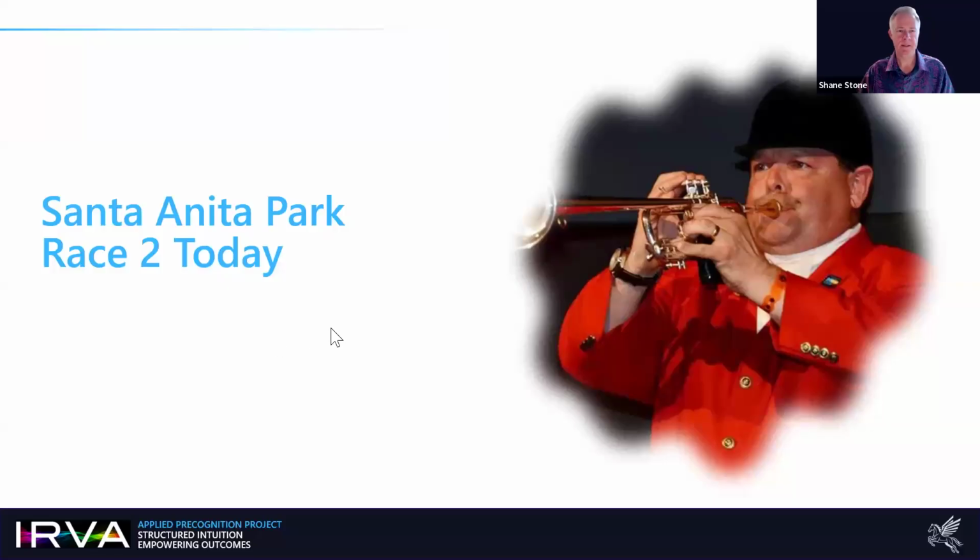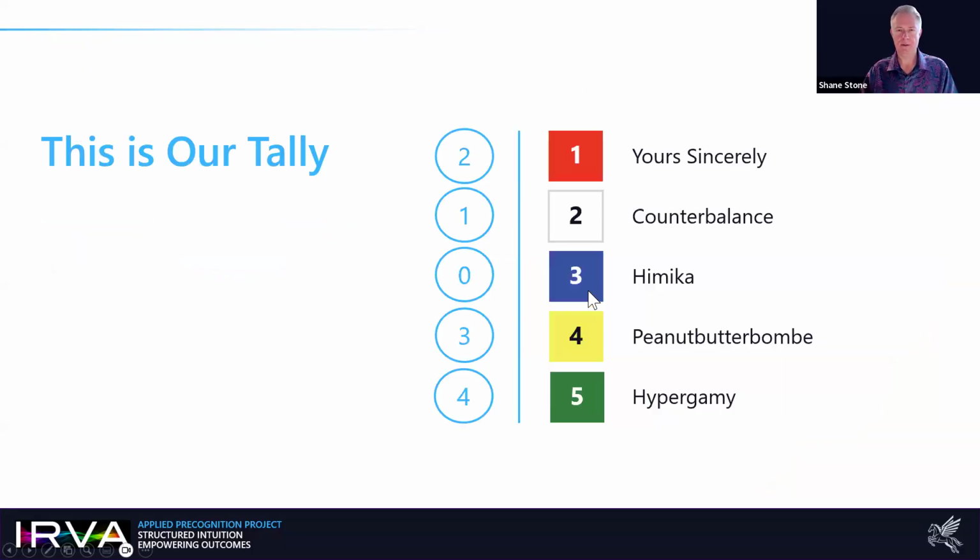So our race today is at Santa Anita Park, race number 2. This is what our collated results look like. So 4 votes for number 5, Hypergummy. 3 votes for Peanut Butter Bomb, number 4 in yellow. 2 votes for Yours Sincerely, number 1, red. And 1 vote for number 2, Counterbalance. No votes for number 3 in blue, Himika.